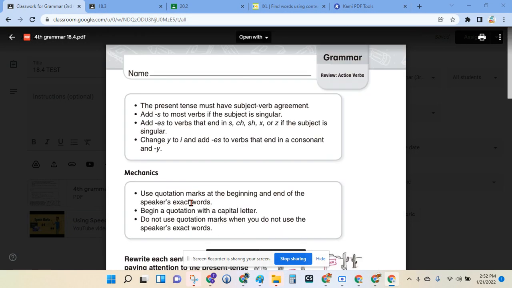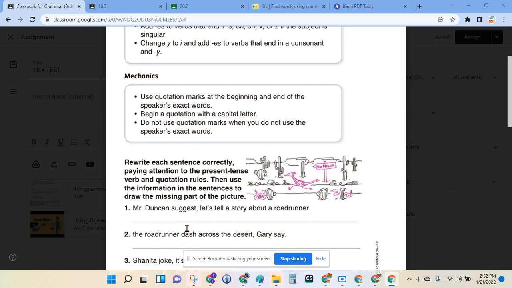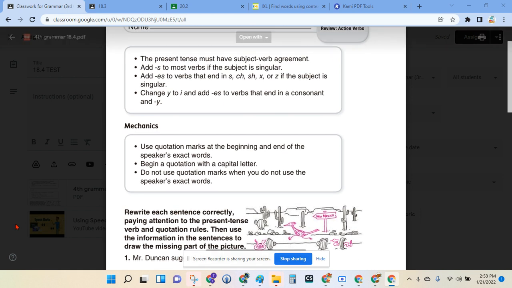Alright, so for this 18.4, this is your test. Down here it tells you to rewrite these sentences here correctly. Pay attention to the present tense verb and quotation rules. Now, I did go back and reattach the quotation mark video for you to rewatch.